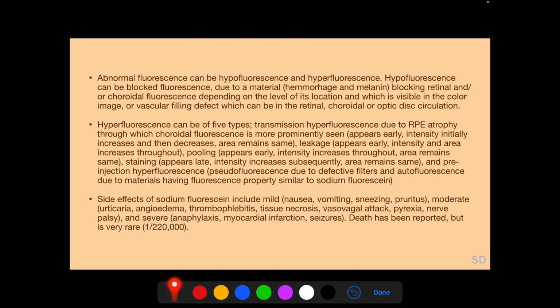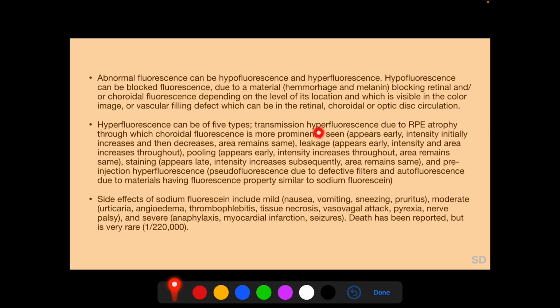Abnormal fluorescence can be hypofluorescence or hyperfluorescence. Hypofluorescence can be block fluorescence due to a material such as hemorrhage or melanin blocking retinal and or choroidal fluorescence depending on the level of its location in the retina, and the blocking material is usually visualized in the color image. Or vascular filling defect, which can be in the retinal, choroidal, or optic disc circulation. Hyperfluorescence can be of 5 types.